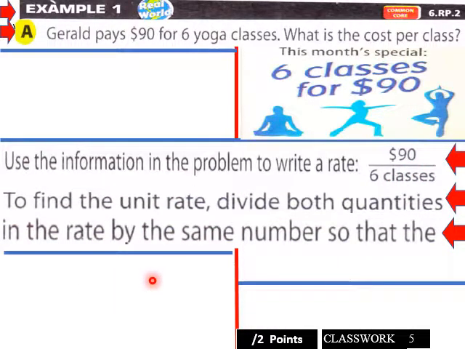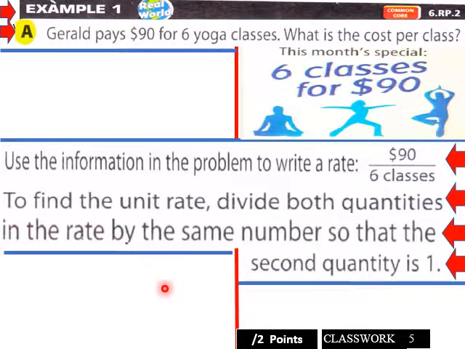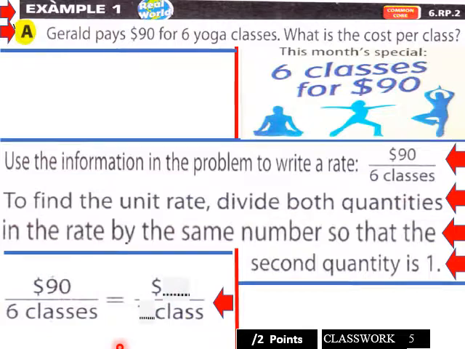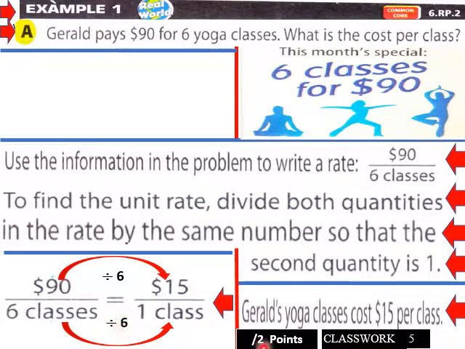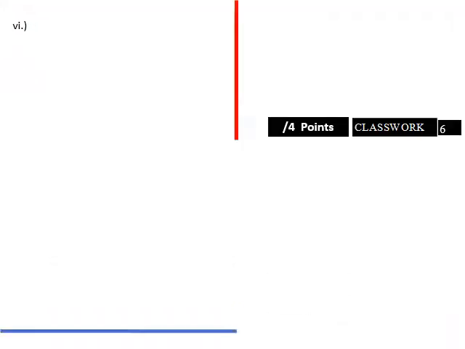So divide both quantities in the rate by the same number so that the second quantity is 1. So we got to divide through by what? We got to divide through by 6, don't we here? 6 classes, 6 down here, 6 up there. We get 15 per one class. So it's $15 per one class. That'd be how you'd find your unit rate there. So yoga class costs $15 per class.